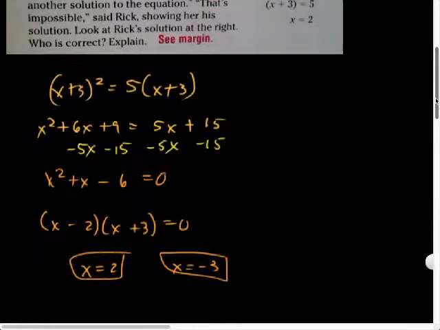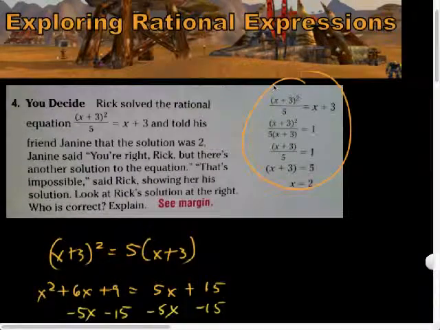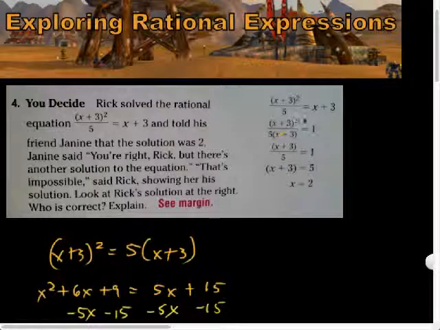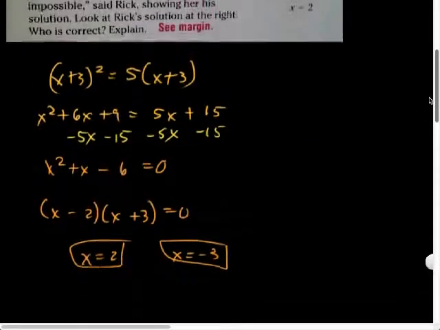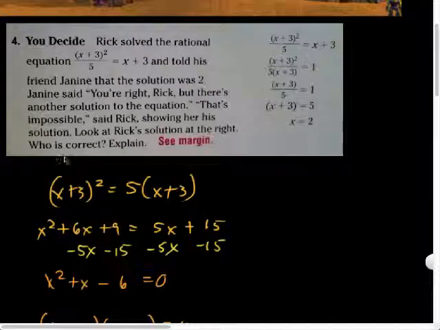It doesn't happen a lot, this sort of scenario, but sometimes students try that sort of thing where they cancel something out and then end up eliminating a possible solution. They're not finding the full answer, so to speak. So, who is correct? Well, it turns out Janine is correct, and the explanation was that he canceled out one of the solutions.